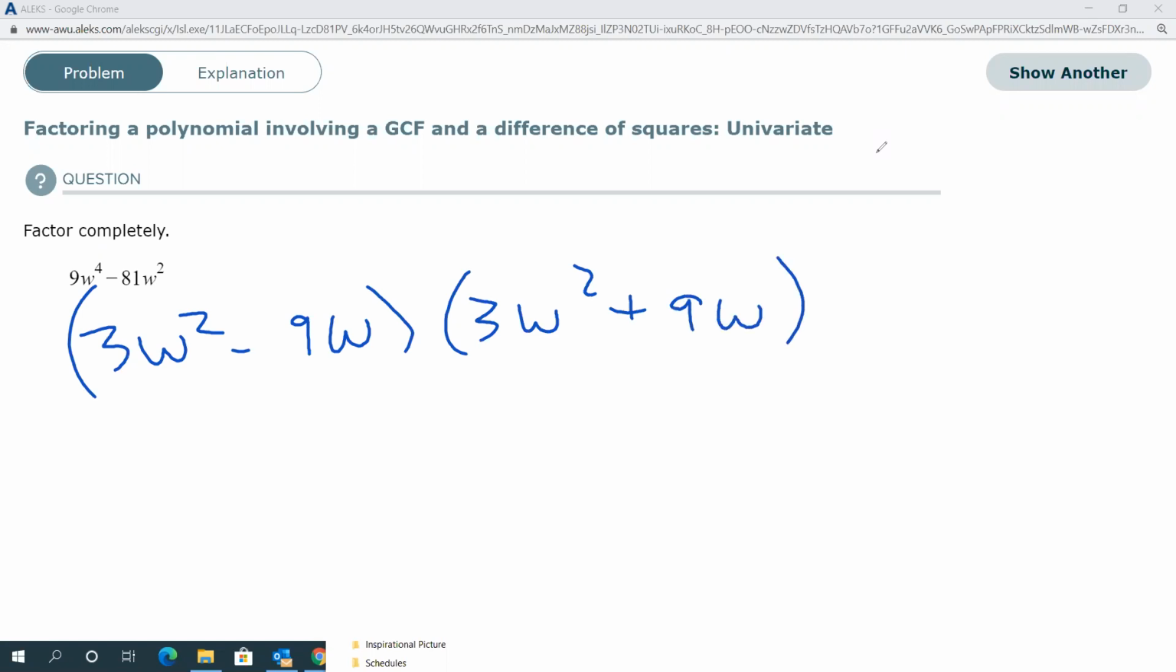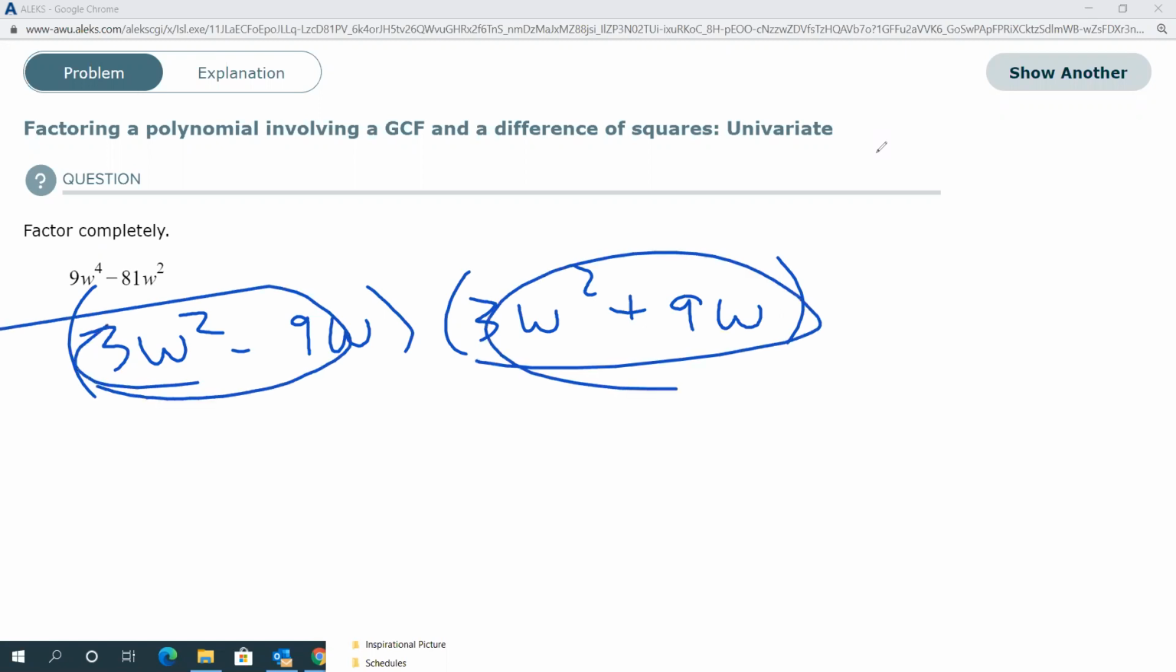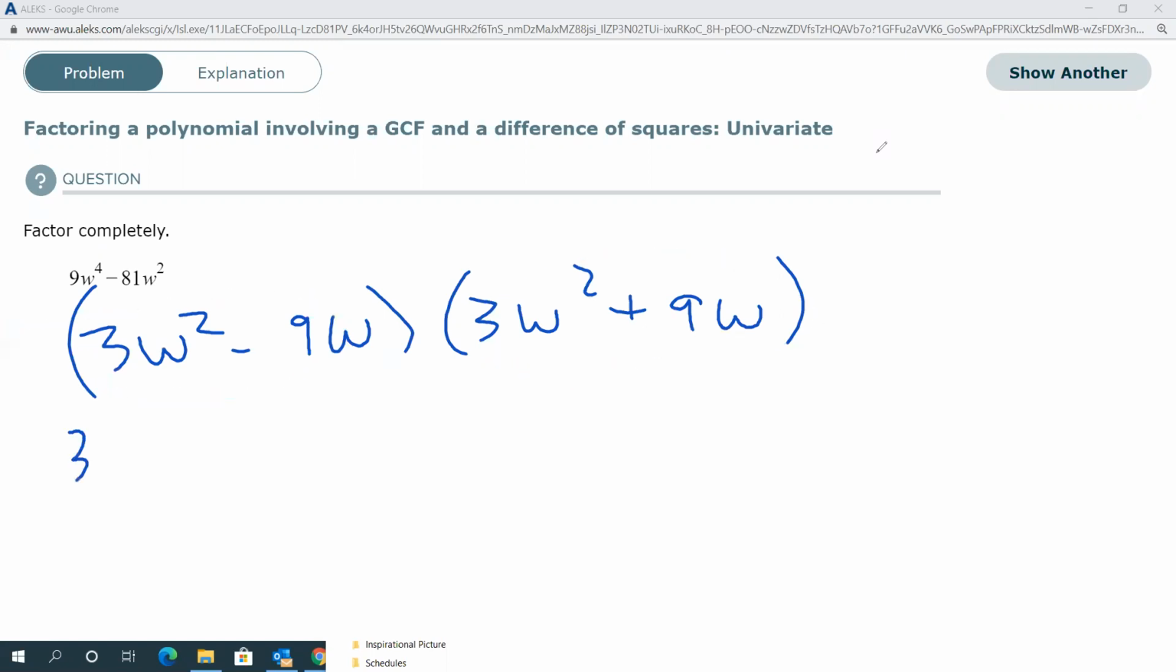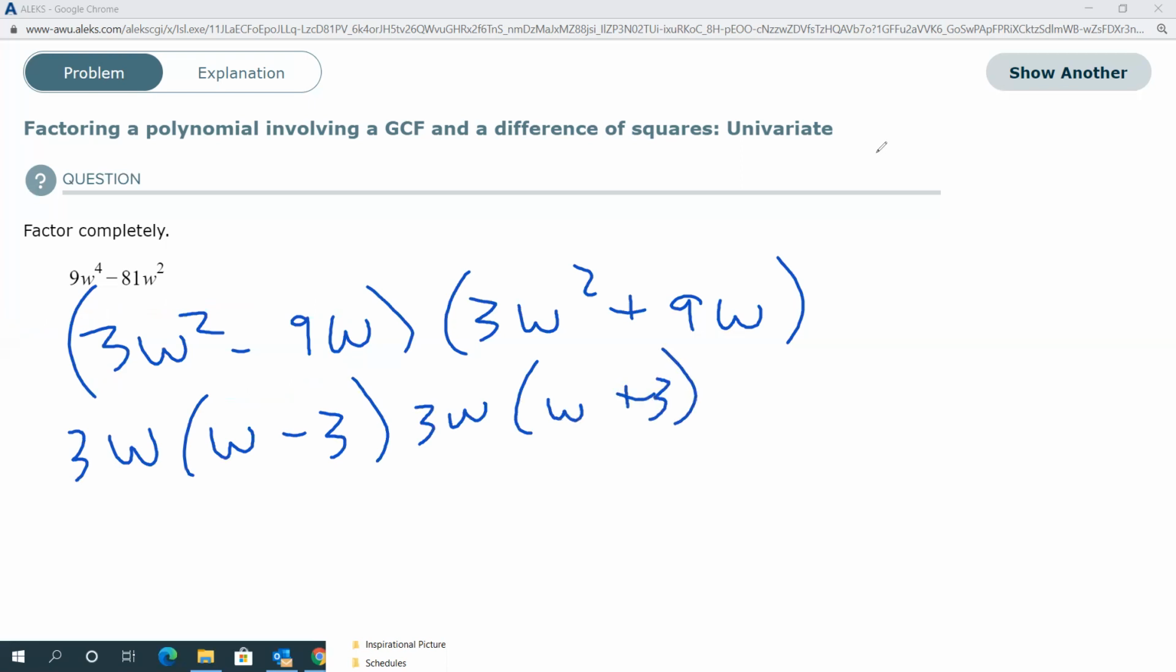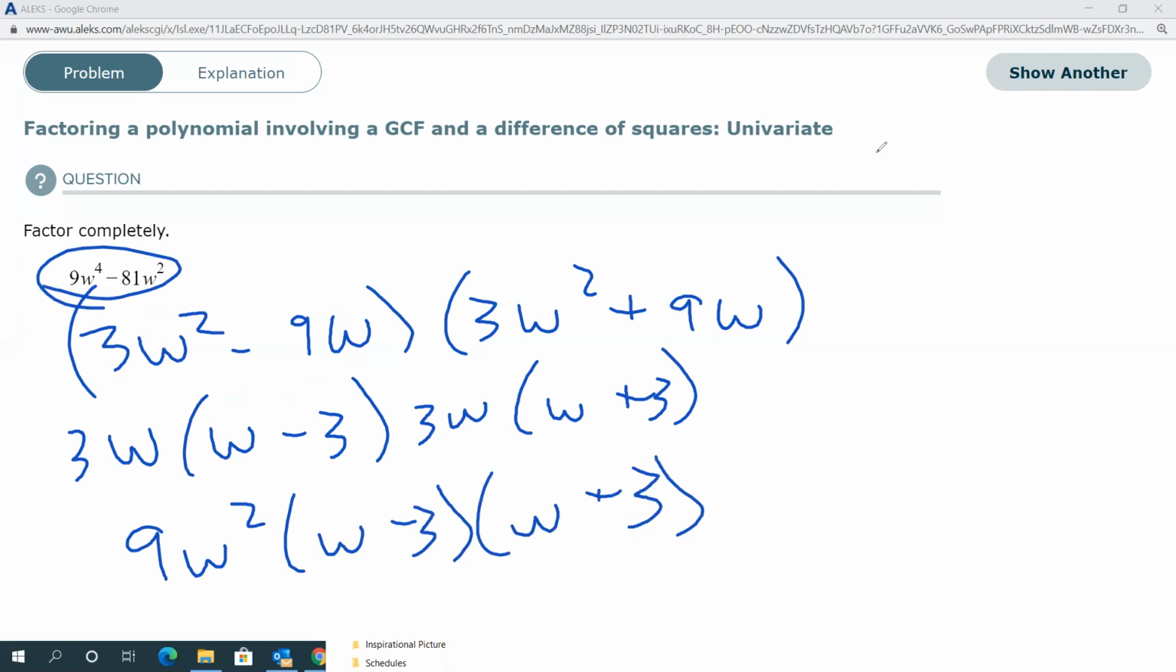And then you could say, whoa, wait a minute. I can pull a 3w out of that, a 3w out of that, and get this. And then I could get these three w's together, and then I could say, all right, 9w squared, w minus 3, w plus 3. And then y1, y2, you see that they match. Okay, that's one way of doing it. That's not the way the author's hoping we'll do it, but yeah, whatever.